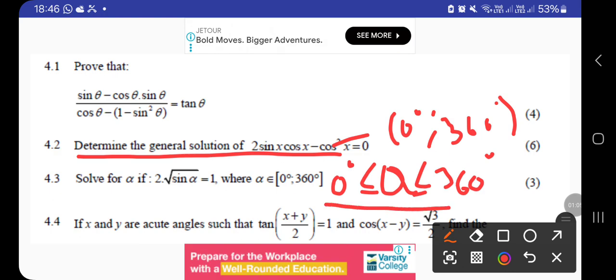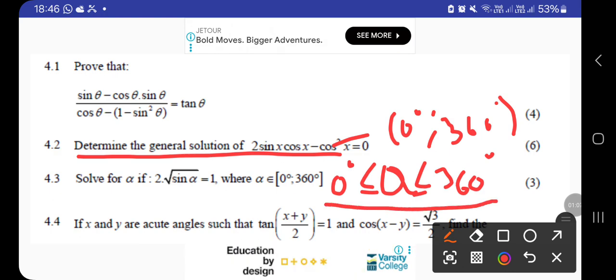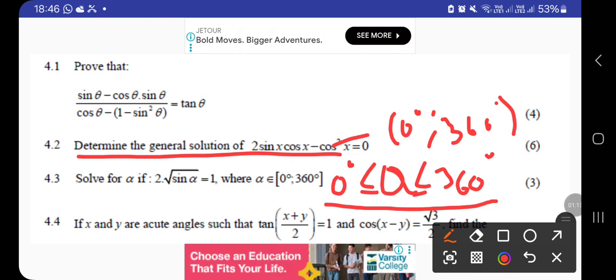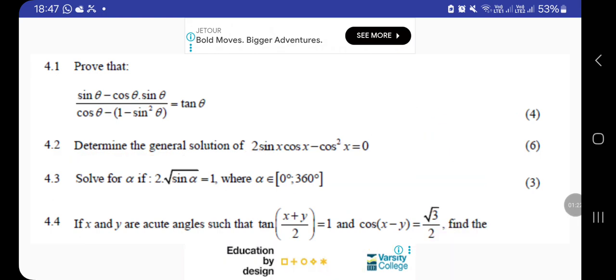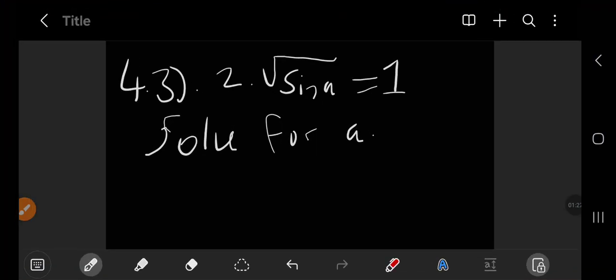So if your angle exists in this range, then just know that you're safe. But if it's not, and you see that it's above 360 or less than 0, then you must double check that again, then fix your answer. Then you'll get it. So from here it's algebra.